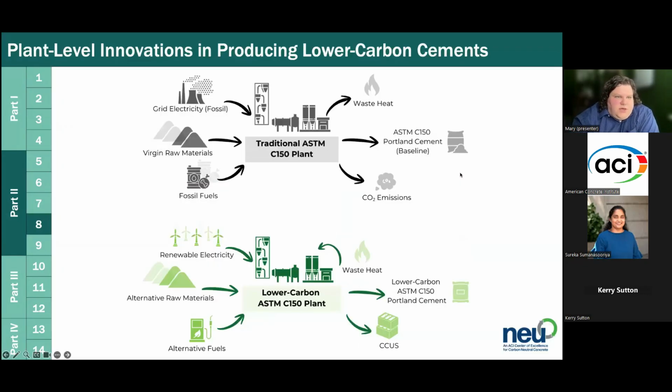Moving on to chapter 8. This is the chapter that deals with what can be done at the cement plant. What we did here was try to do two different versions, a traditional ASTM C150 plant. And I'm not knocking that at all. Amazing stuff. Portland cement, I love Portland cement. I think it's really great.